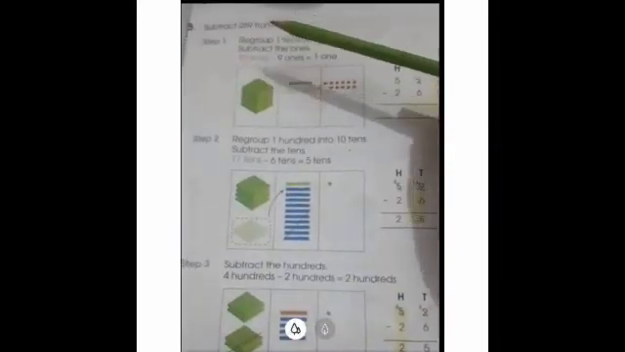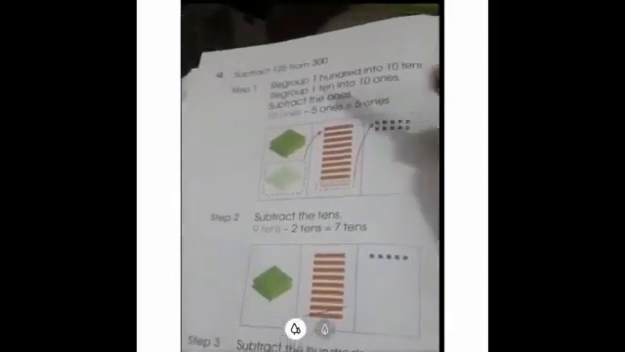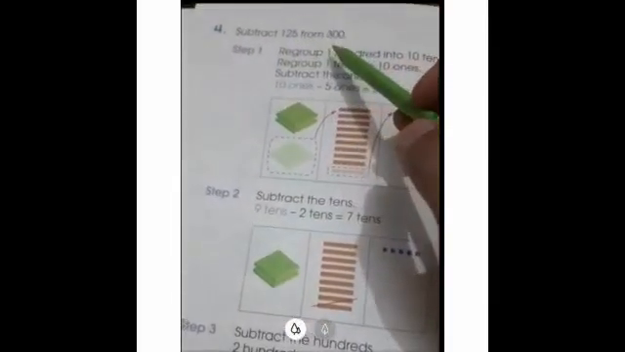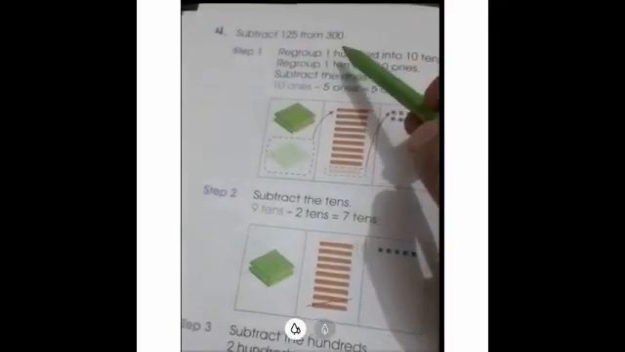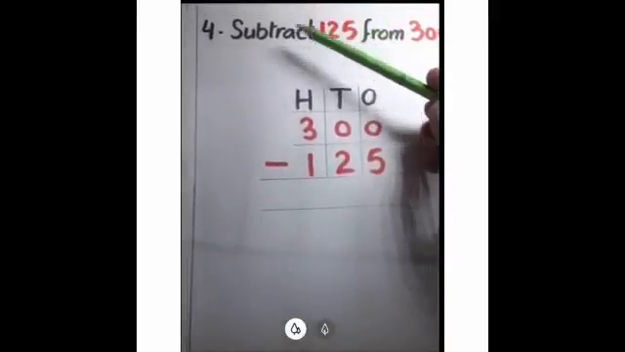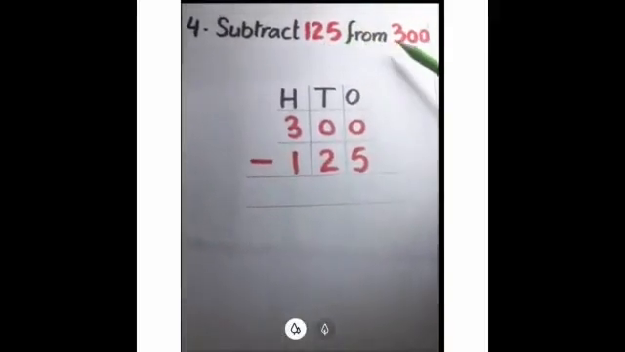It's page number 48. Example number 3, subtract 269 from 520. The solution of this example is exactly the same as this one. You have understood this example. Now move to the next page. It's page number 49. The example number 4, subtract 125 from 300. Okay, I have written this example on a paper. You can see, subtract 125 from 300.